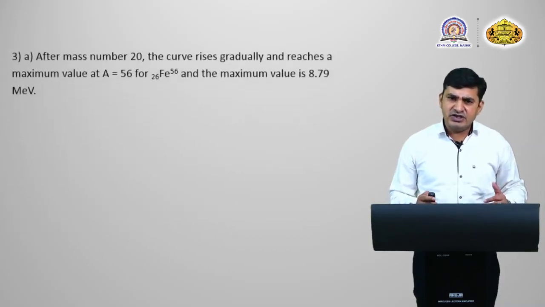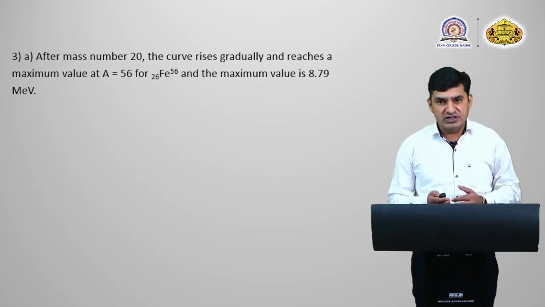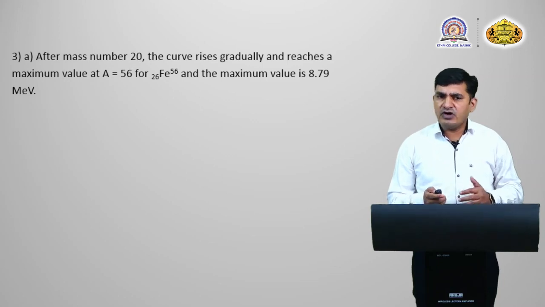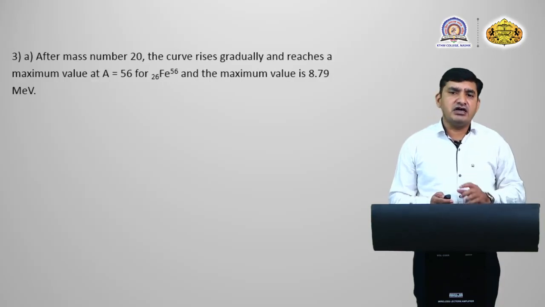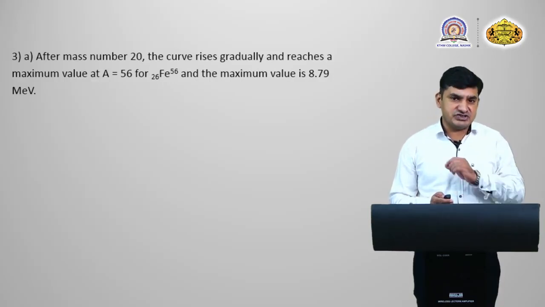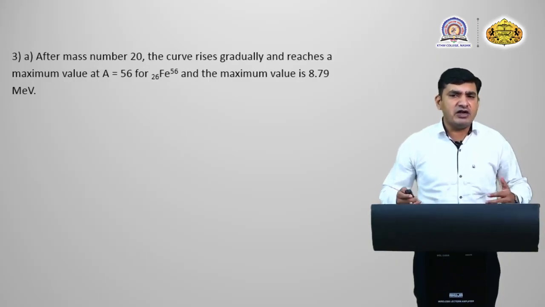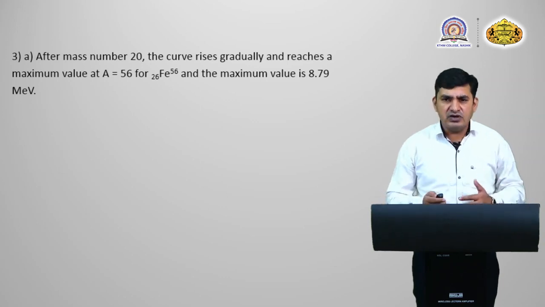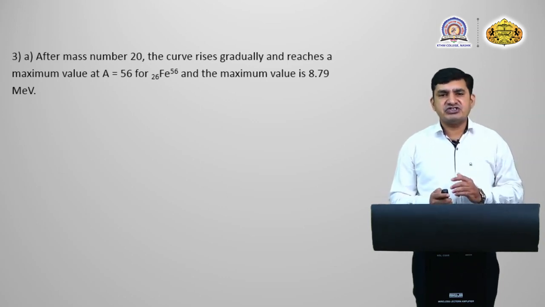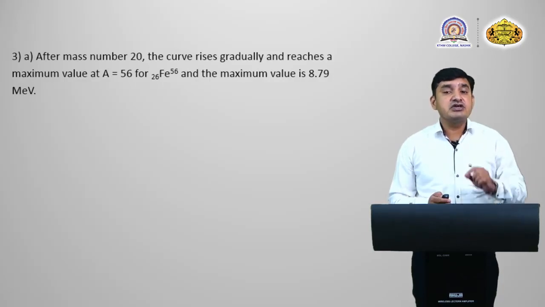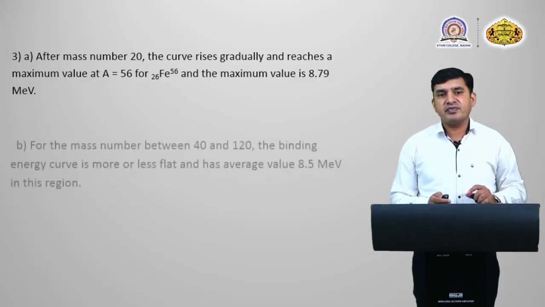After mass number 20, the curve rises gradually and reaches the maximum value at mass number 55, for iron Fe56. The maximum value of binding energy per nucleon is 8.79 mega electron volt. This indicates that iron is more stable.